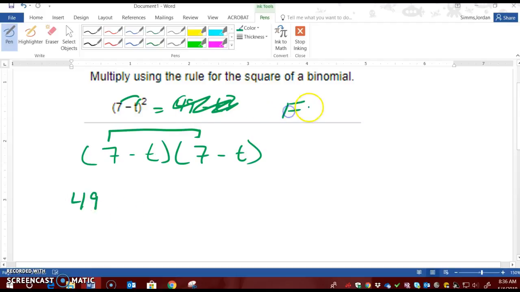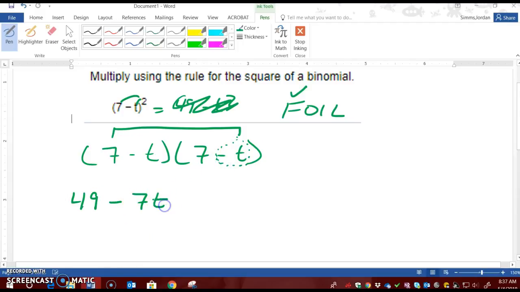Okay, let me write FOIL again just so we can see it. So we did our F. Now we're going to do our outside terms. Our outside terms is going to be 7 times negative t. And remember, we always look to the left of that term to figure out what the sign is. So here there is no sign, so we assume it's positive. 7 times negative t is negative 7t.